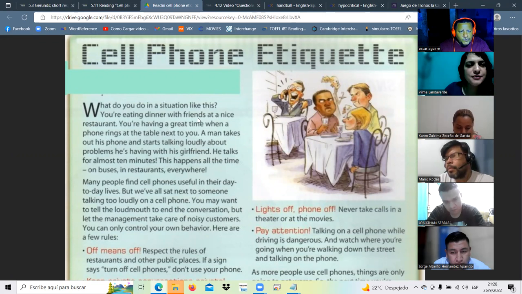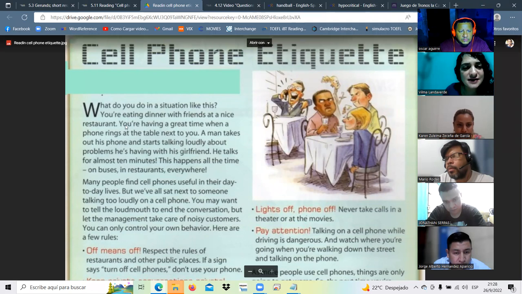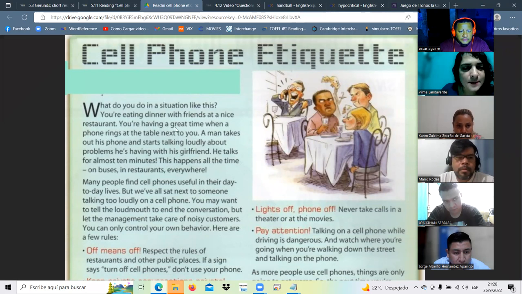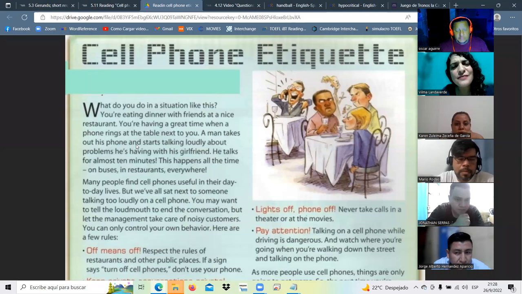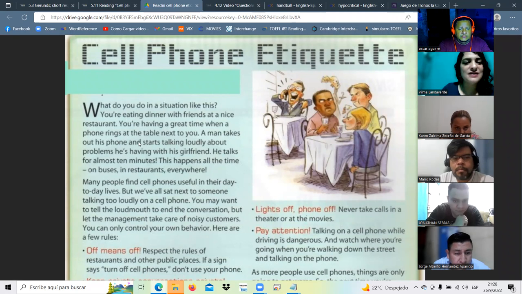What would you do in a situation like this? You're eating dinner with friends at a nice restaurant. You're having a great time when a phone rings at the table next to you. A man takes out his phone and starts talking loudly about problems he's having with his girlfriend. He talks for almost 10 minutes. This happens all the time on buses, in restaurants, everywhere.